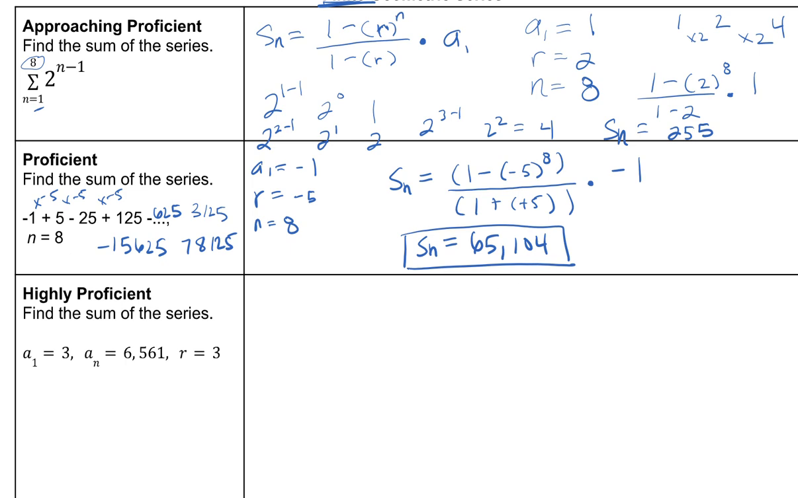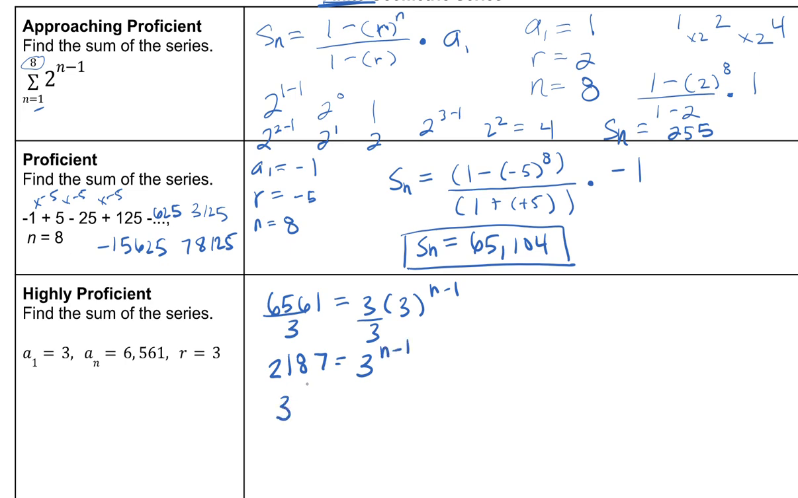Okay? All right, now we are doing the highly proficient. I know what A1 is, I know what AN is, and I know what R is. I'm going to have to find N. So the formula for AN is 6561 equals A1 times R to the n minus 1. Okay, let's divide by 3. I know we could simplify that a little, but I'm not going to. So that gives us 2187 equals 3 to the n minus 1.